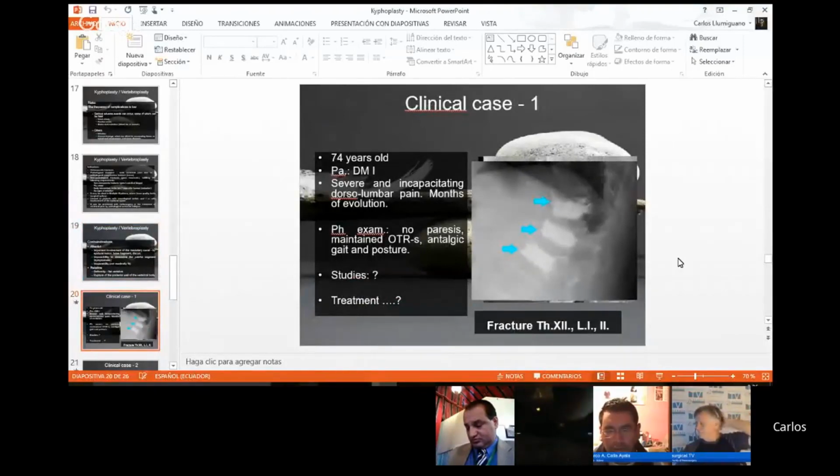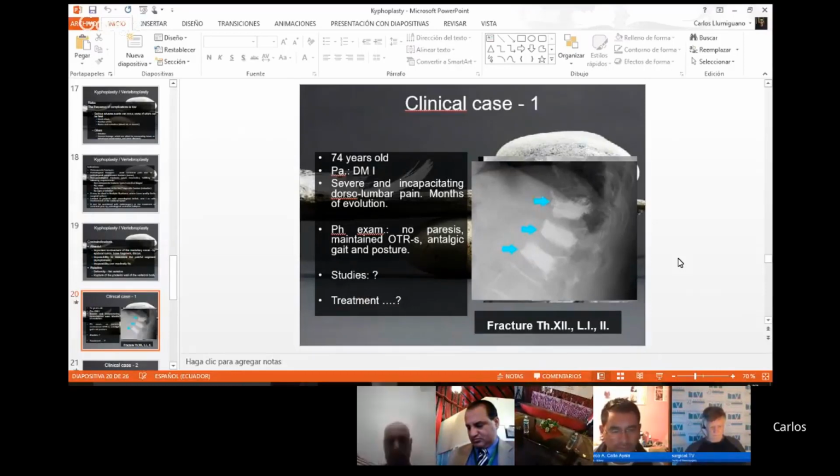I will show some cases that I did. For example, the first clinical case, we have a 74 years old patient, with pathological antecedents such as diabetes. She had a severe and incapacitating dorsal lumbar pain for months of evolution. At the physical examination, no paralysis, maintained osteotendinous reflexes, antalgic gait, and posture. What kind of studies are we doing? X-rays, MRI.